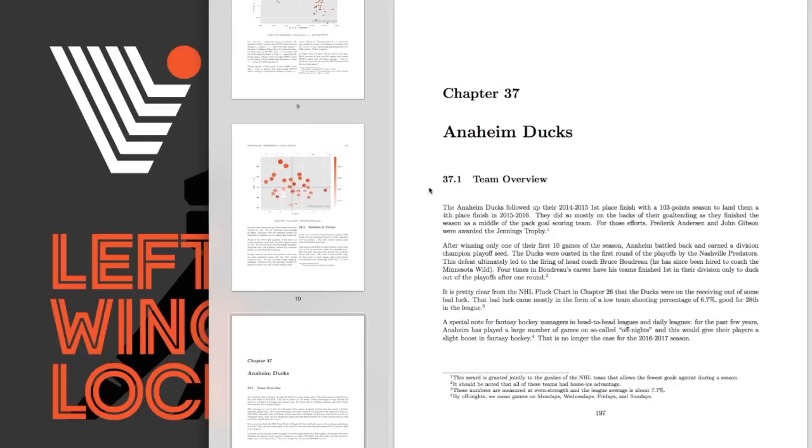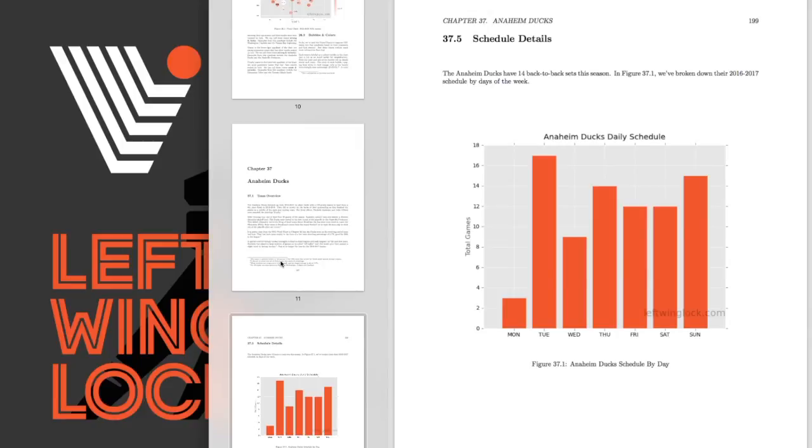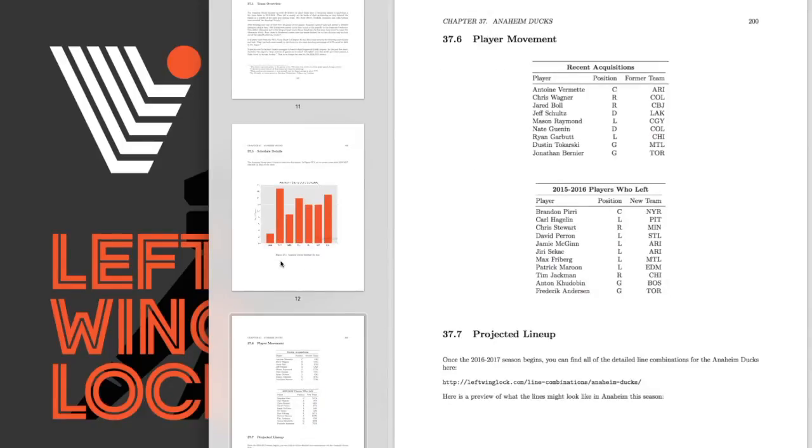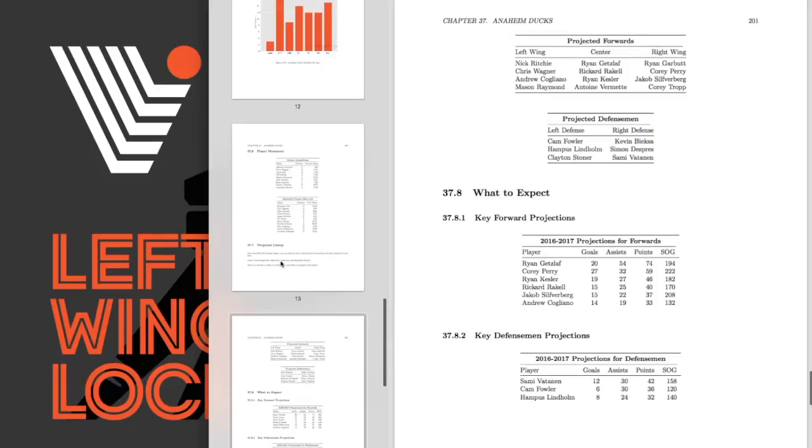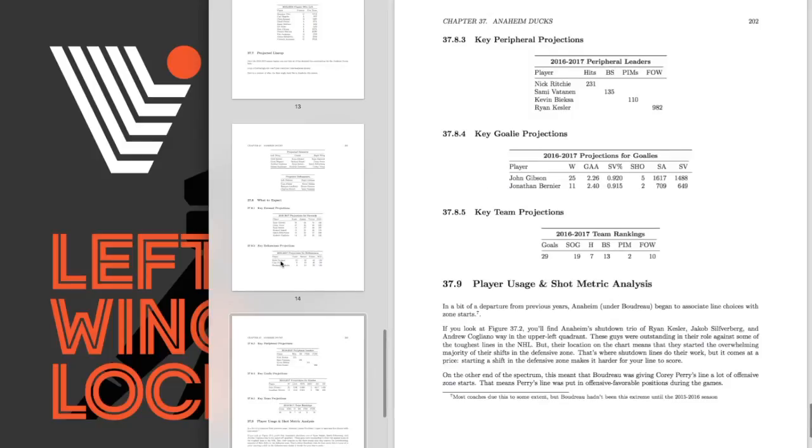And then finally, another example of a chapter here. Again, this is a 400-page document, so we're just summarizing a few things here, is our team chapters. We do a team overview, we break down their schedule on a daily basis, we discuss player movement throughout the past 12 months, and give you a projected lineup. Again, this lineup gets updated every time there's new information about the team throughout the preseason. We give you some key projections.